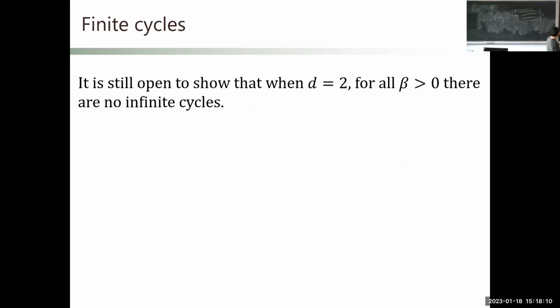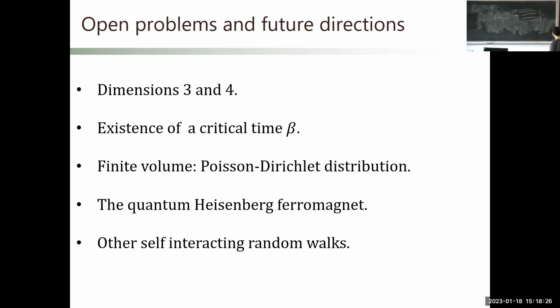Right, but now you want to show that, by the way, it is still open to show that in dimension 2, for all beta, you will have only finite cycles. So this is still open. And maybe it's a good opportunity to mention some other open problems. So, right, of course, the conjecture is starting from dimension 3. We only have it for dimension 5. We have some partial results in dimension 4, and in dimension 3, we have nothing. So this is still open. Also in dimension 4, we can't quite get the infinite cycles result.